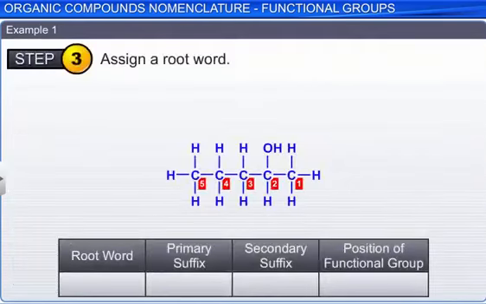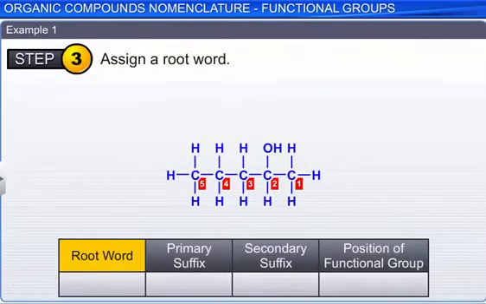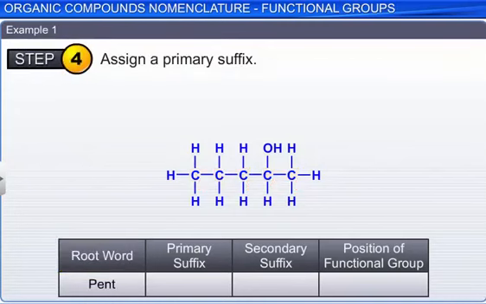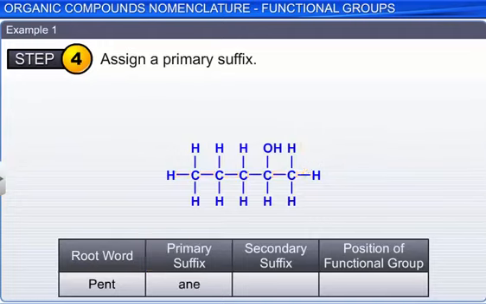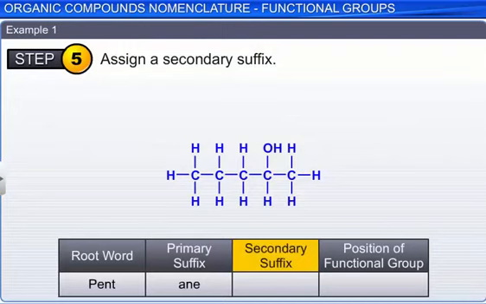Step 3. Assign a root word. As there are 5 carbon atoms in the chain, the root word will be pent. Step 4. Assign a primary suffix. The chain only contains single bonds. Hence, the primary suffix will be ane. Step 5. Assign a secondary suffix. The functional group is OH, that is alcohol. Hence, the secondary suffix will be ol, OL.